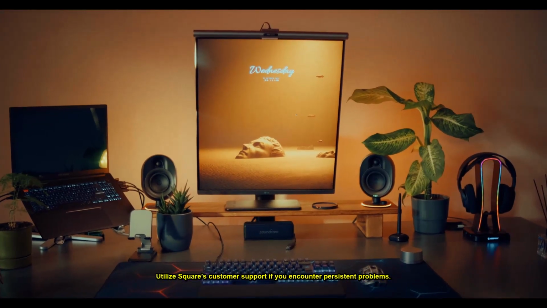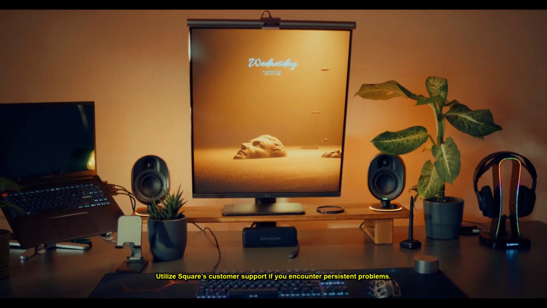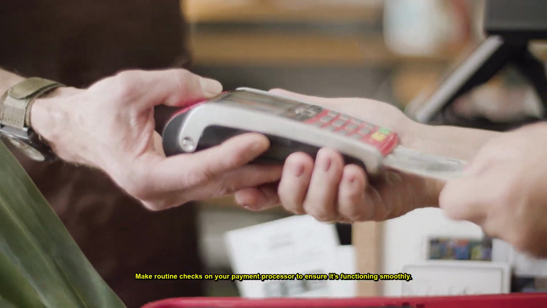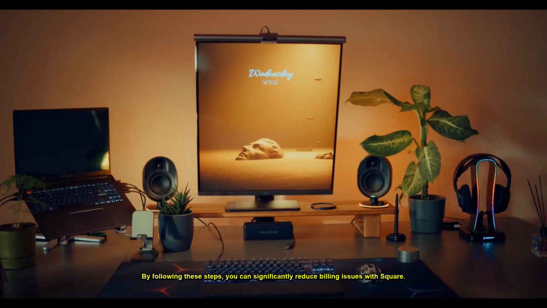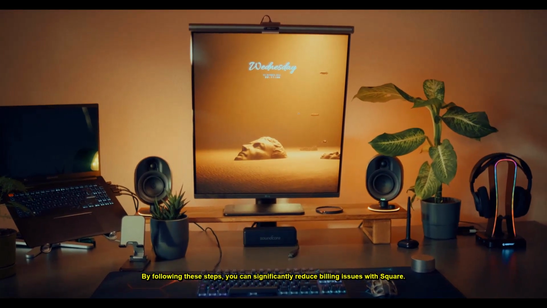Utilize Square's customer support if you encounter persistent problems. Make routine checks on your payment processor to ensure it's functioning smoothly. By following these steps, you can significantly reduce billing issues with Square.